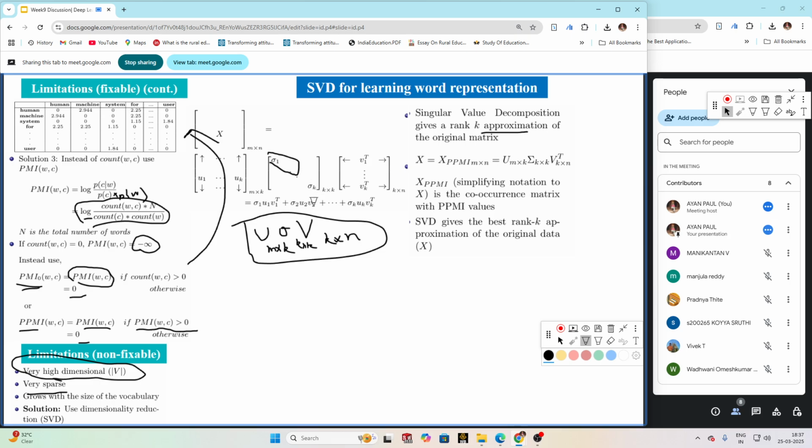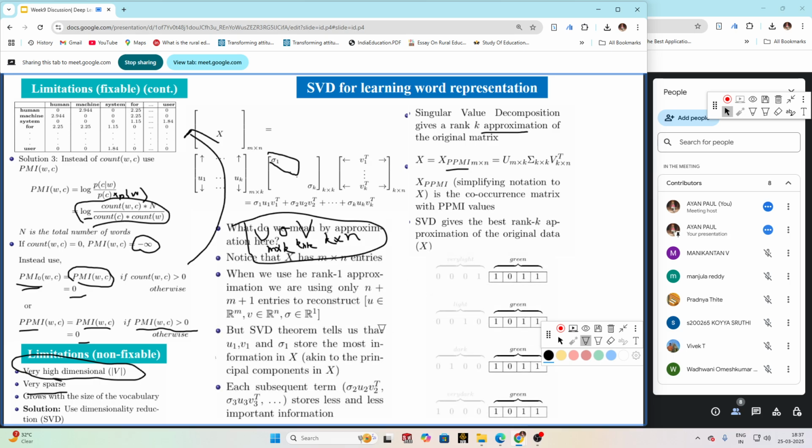By that we can do the dimensionality reduction, because we are taking only the top k singular values. What will be our matrix? Our matrix will be the positive pointwise mutual information matrix, the PPMI matrix. And in this PPMI matrix we will be applying SVD to reduce the dimension.